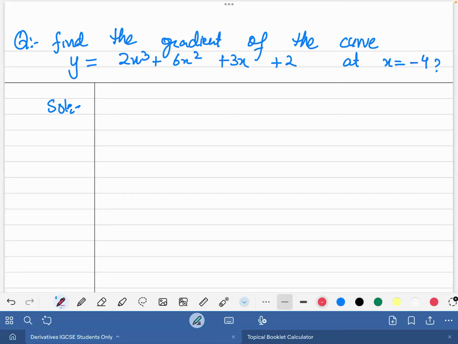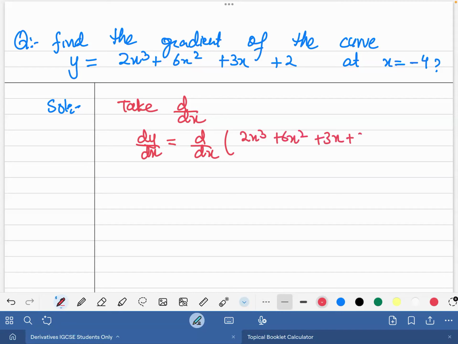Step 1 is to differentiate the function. Take d by dx. You will take the derivative. So dy by dx is equal to d by dx of the right side, 2x cube plus 6x square plus 3x plus 2. What is the derivative of 2x cube? It is 6x square, plus 6 twos are 12x. The derivative of 3x is plus 3. That's it. This is my dy by dx function.